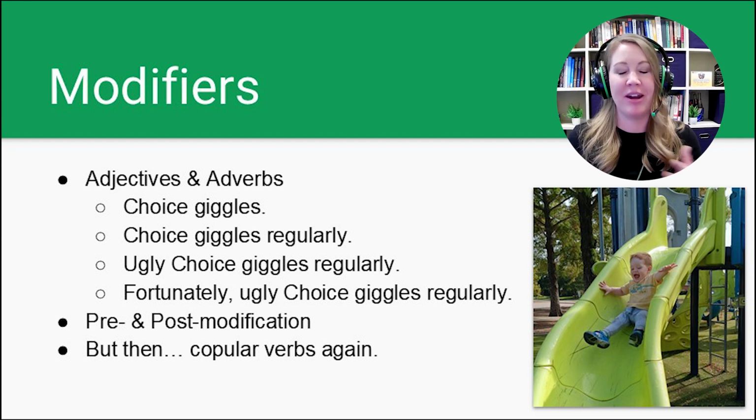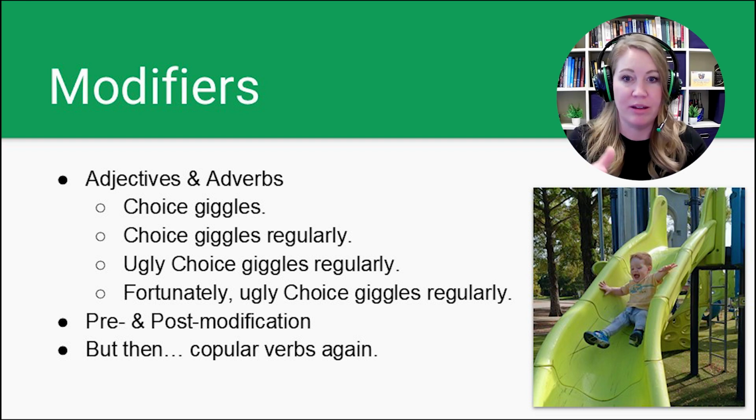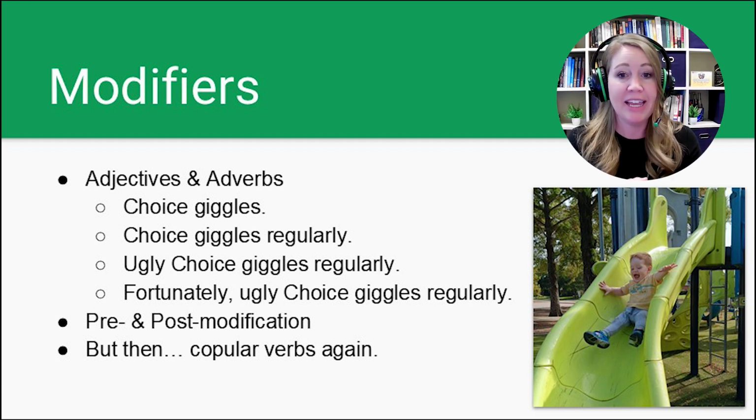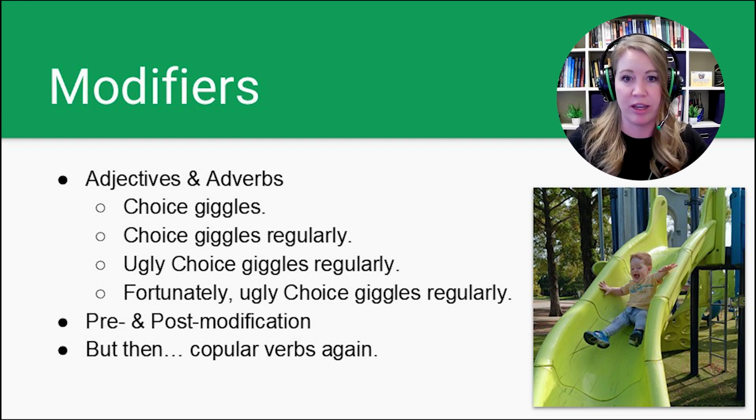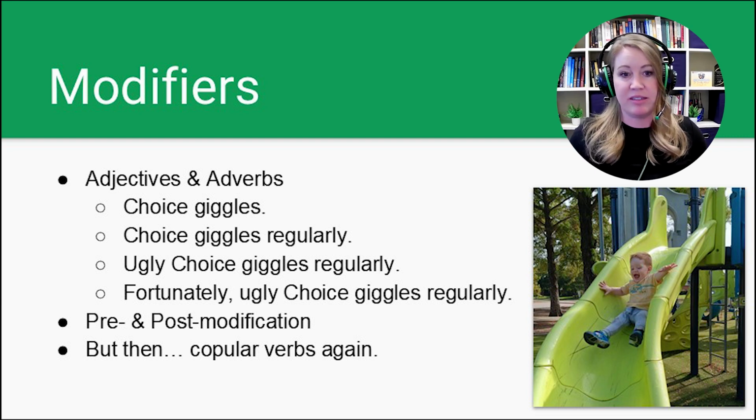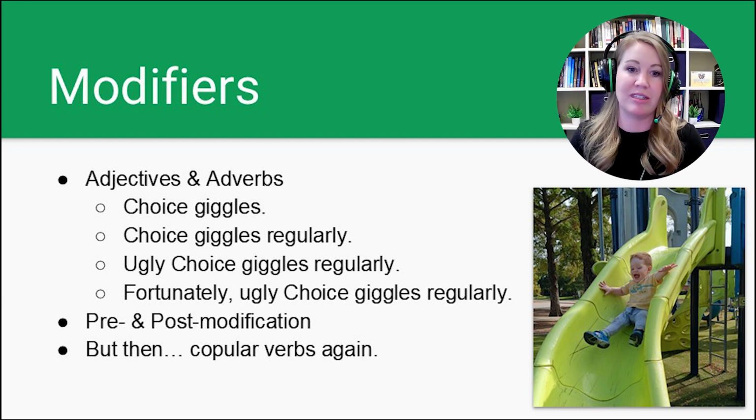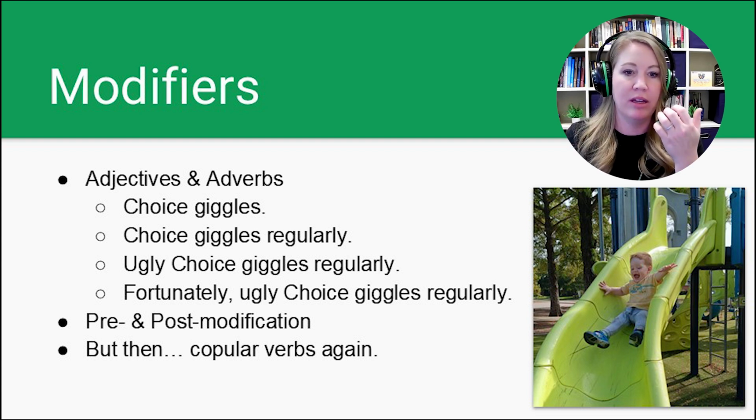So modifiers can also modify the entire predication. So we've shown an example now of the verb being modified and the noun, the subject being modified, but I could also say, fortunately, choice giggles, or fortunately, ugly choice giggles regularly. And in these two sentences, the word fortunately modifies the whole statement or predication, expressing the speaker's attitude towards the entire situation.